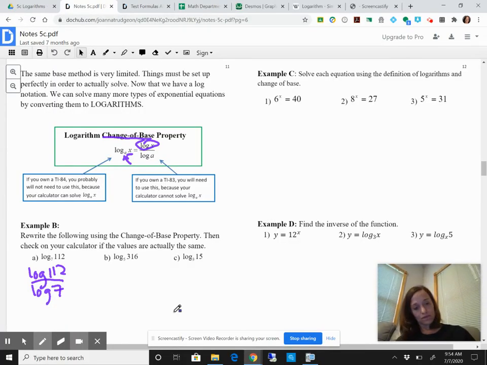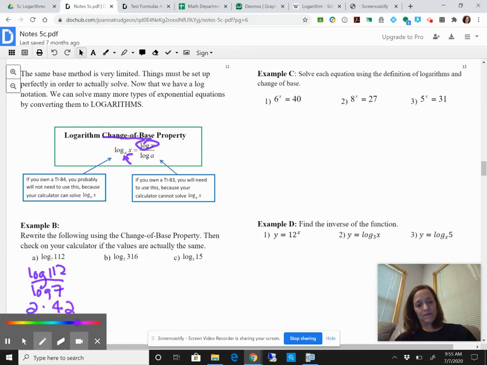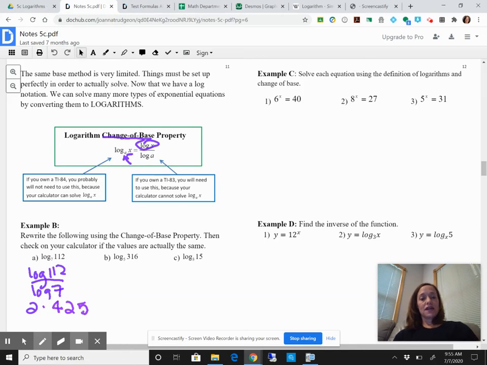Actually, I rounded to the thousandths, so let's just do them the same as I did in my notes key. 2.425. So again, if your calculator has that log button on it, and you want to solve problems using that button, and it's a different base, not log 10, you can use the change of base property to change it to two base 10 logs.